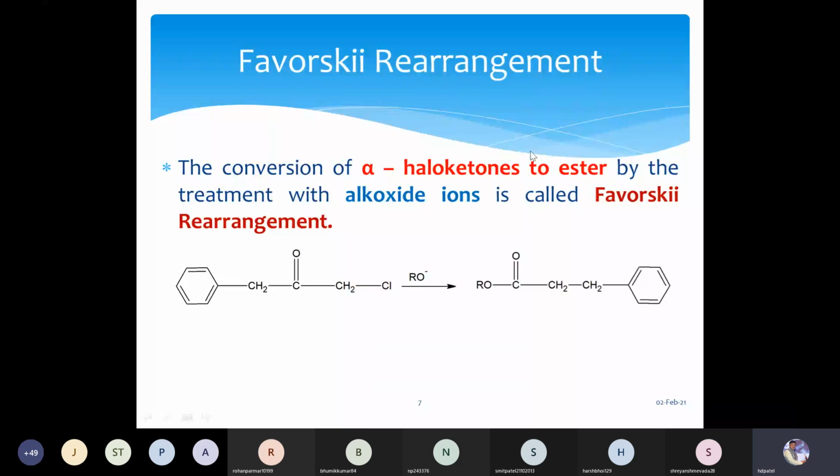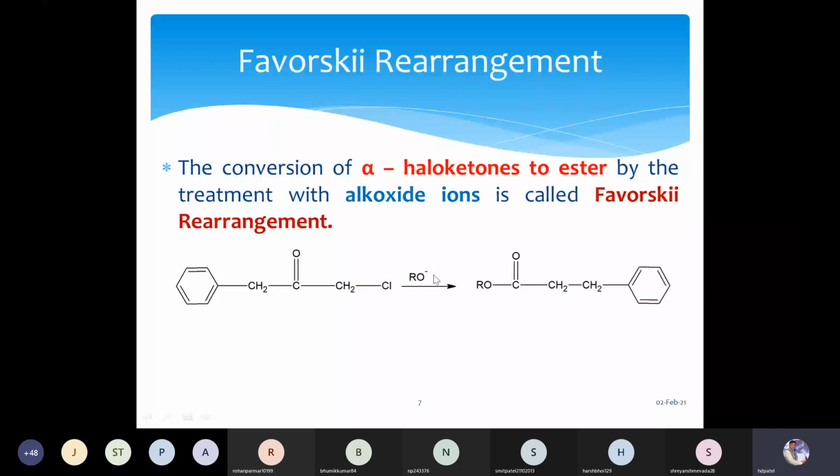And if you want to carry out the reaction, then what do you require? You require base, and normally here the base is alkoxide. Alkoxide means what? Suppose you are having methanol, CH3OH. By treatment with NaOH or by treatment with sodium metal, it will convert into CH3O- Na+. That is called alkoxide.